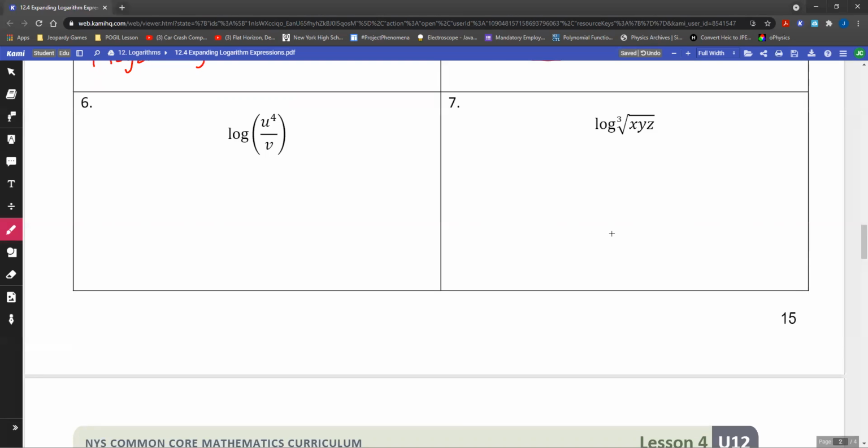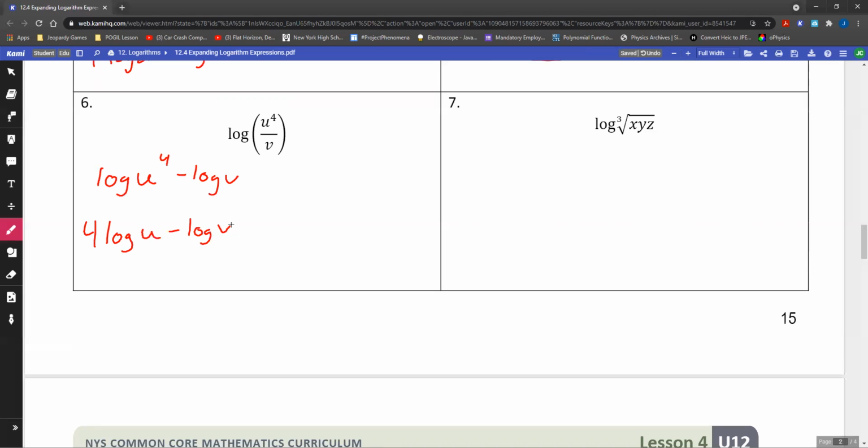All right, so again, the 4 is only on the u, so I'm going to ignore it for now. Log u to the 4th minus log v. I can now do the power rule, move the 4 in front of the log term, and I end up having 4 log u minus log v.